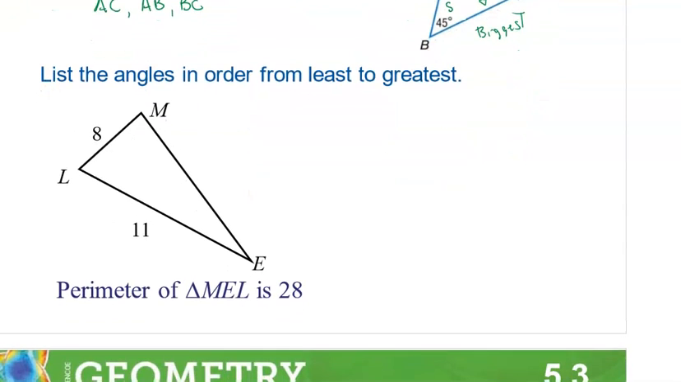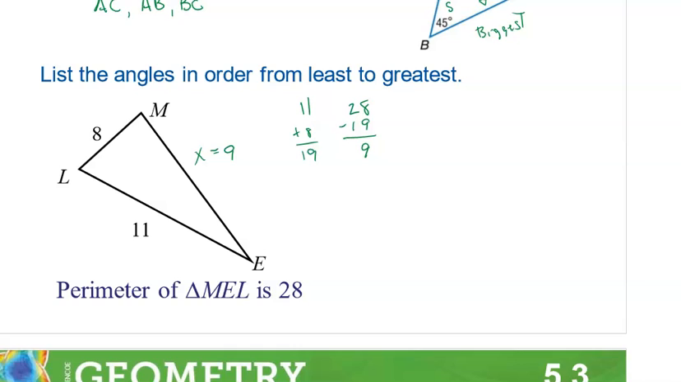List the angles in order from least to greatest. Now this one doesn't have M either, but it gives us a perimeter. So 8 plus 11 is 19. The perimeter is 28. So 28 minus 19 is going to be 99. Good thing I'm a math teacher. Oops, erase. Okay, so this is 9. So this side equals 9.